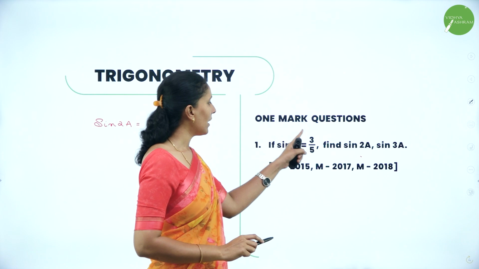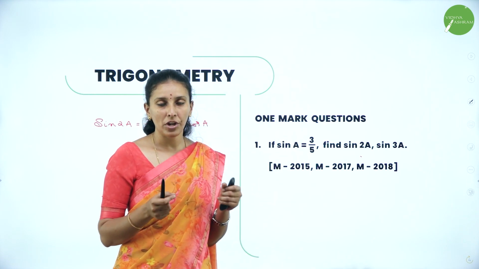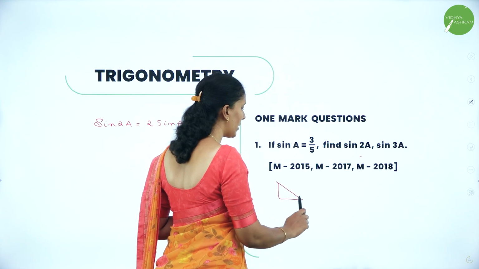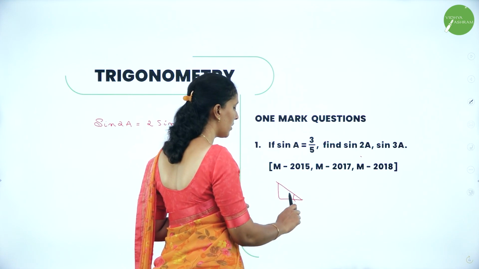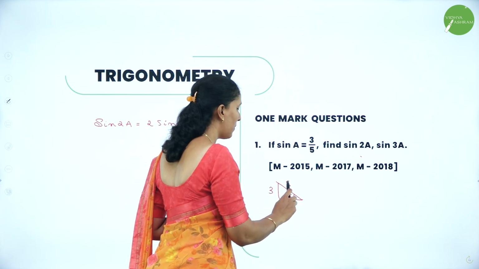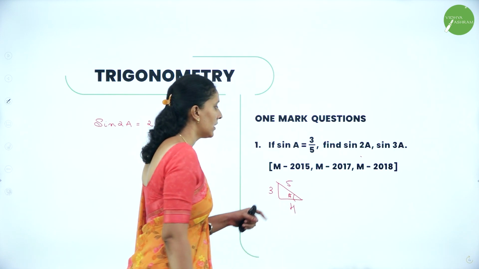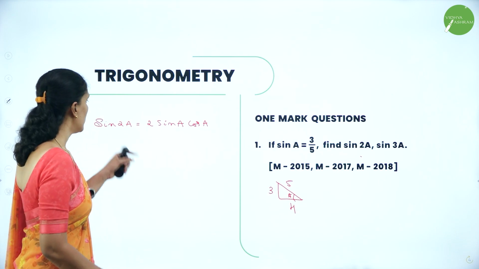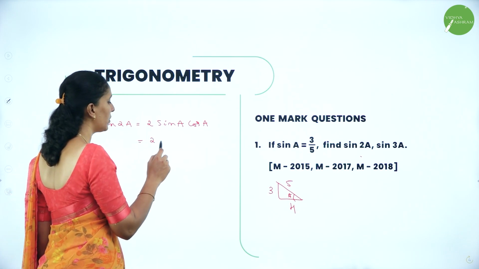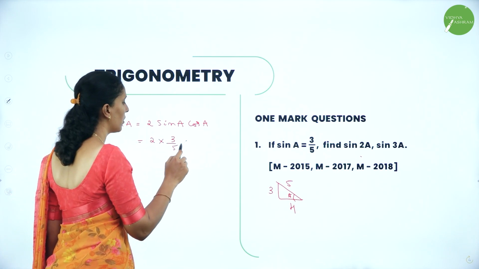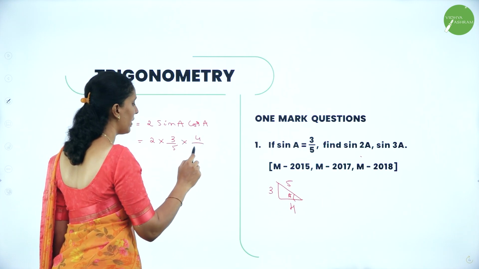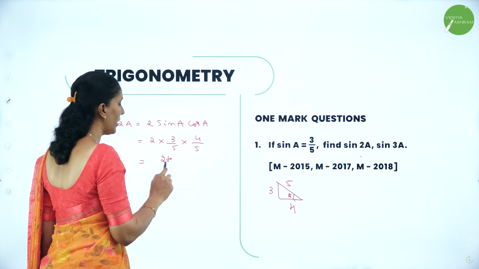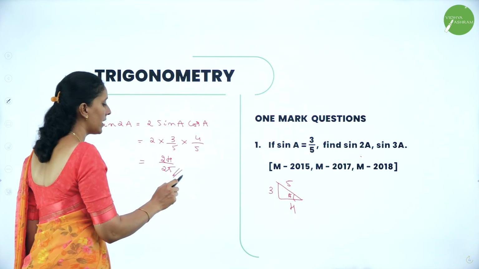Since the angle is not mentioned, that is, on which quadrant the angle lies, we can use the Pythagoras property to get the value of cos A. We know that sin is opposite by hypotenuse. So therefore, obviously the cos A will be 4 by 5, adjacent by hypotenuse. So sin 2A is 2 into sin A cos A, that is, 2 into 3 by 5 into 4 by 5. So the value will be equal to 24 by 25. So this is your sin 2A.